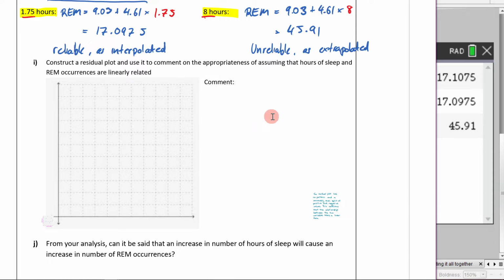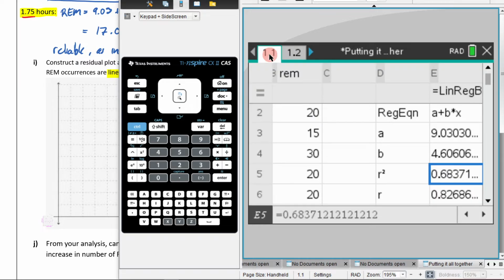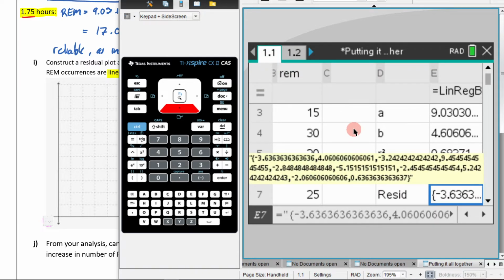Okay, next, we need to construct a residual plot and use it to comment on the appropriateness of assuming that hours of sleep and REM occurrences are linearly related. So here we need to make a residual plot. How can we do that on our CAS calculator? So we're going to come over here, and if you wanted to, you could simply come here and get all of your residual values there. So you could take all of these and use that to create your graph.